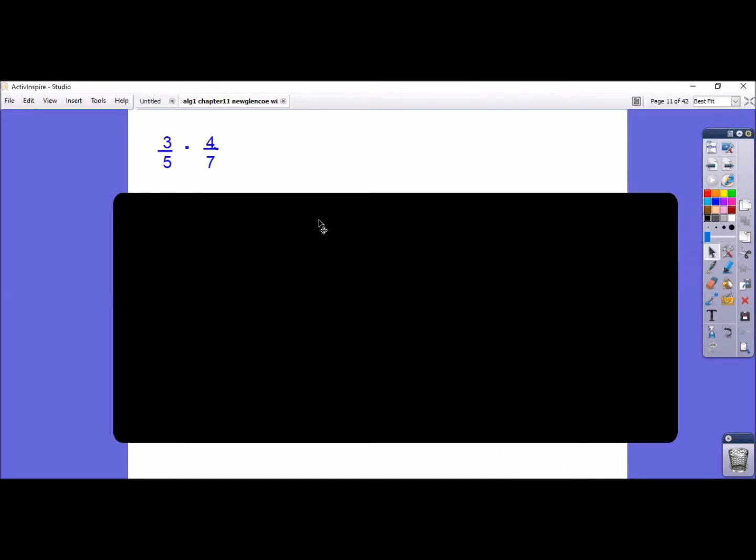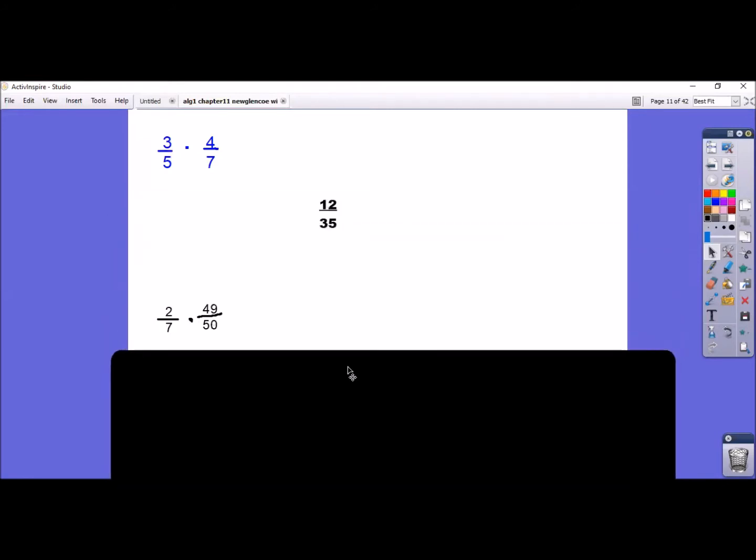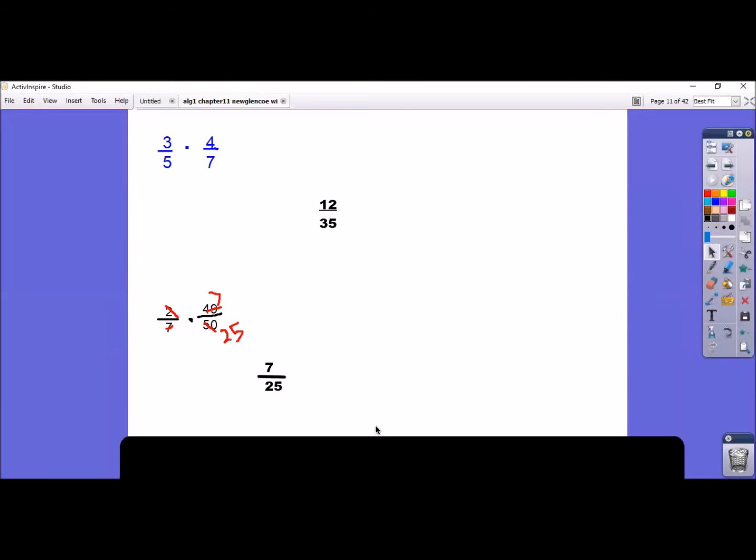When you multiply fractions, you just multiply straight across the top, straight across the bottom, and 3 times 4 is 12, and 5 times 7 is 35. Now sometimes when you multiply fractions, you can cancel, and you normally cancel on the diagonal or on top or below. In this case, I see we could cancel the 7 and the 49. That would be a 1, and that would be a 7. And then this will cancel 2, so you get a 1, and then you get a 25 here. And that's a 1 times 7 on top and a 1 times 25 on the bottom, and so you get 7 over 25.